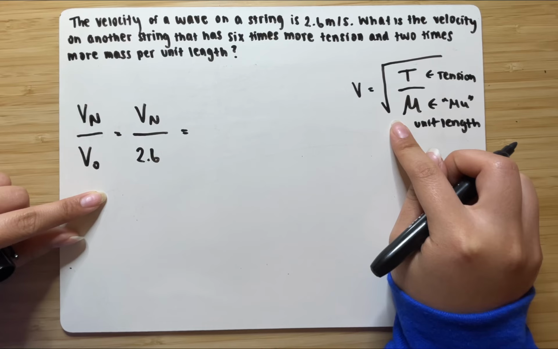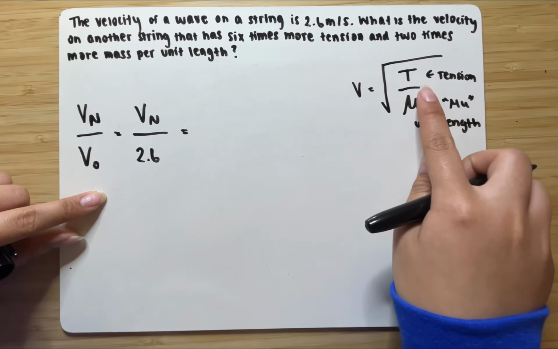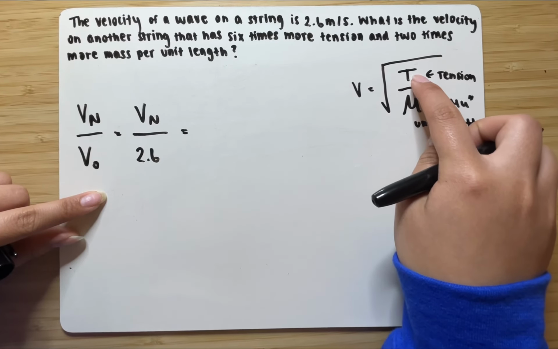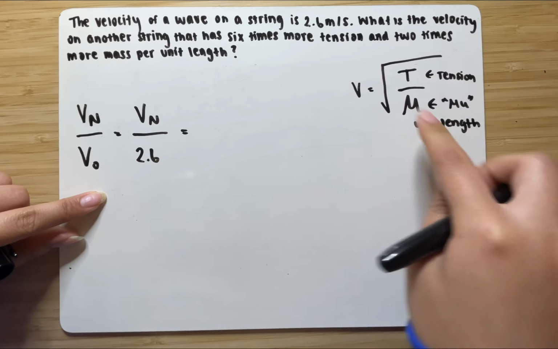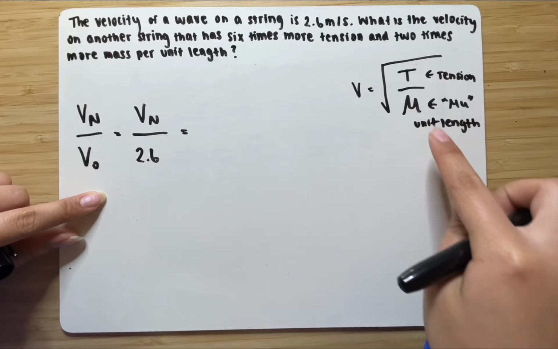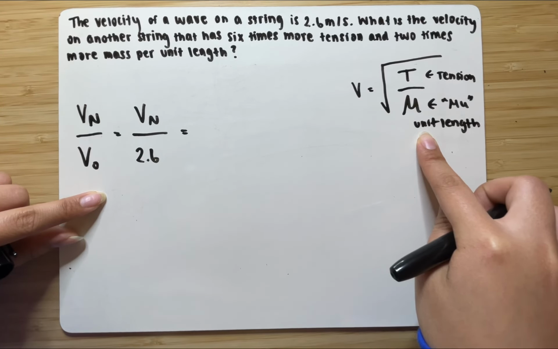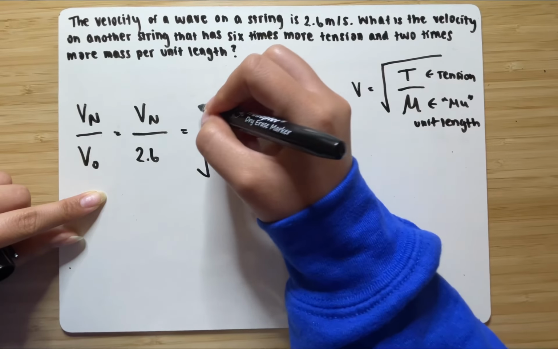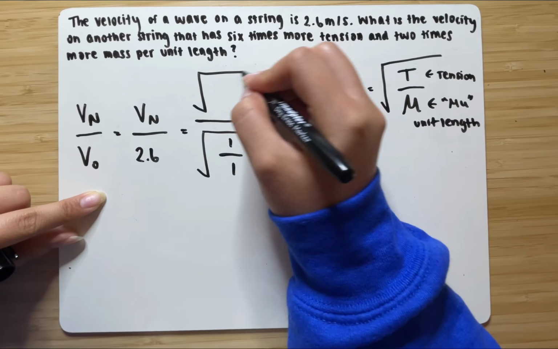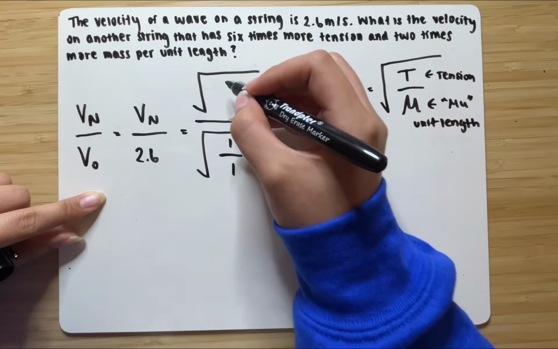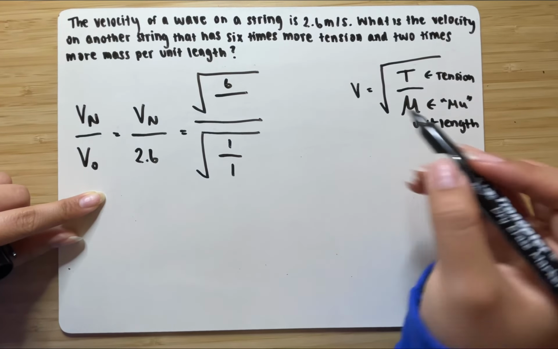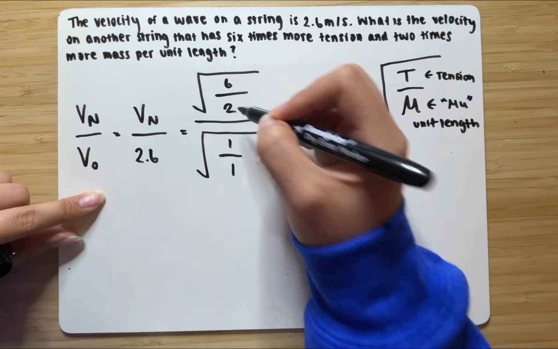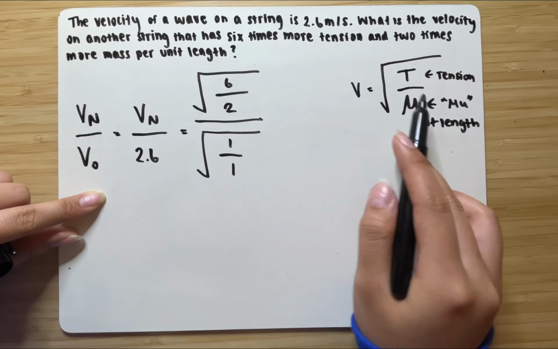Okay. So now we expand this because we know that velocity is going to be equal to the square root of the tension over unit length. However, for the new one, it's going to be 6 times more than the original tension. And for unit length, it's going to be 2 times more. Which means that we could set the original one to be 1. Because that way, for T, you could just add 6. And then for mu, you could just put in 2.